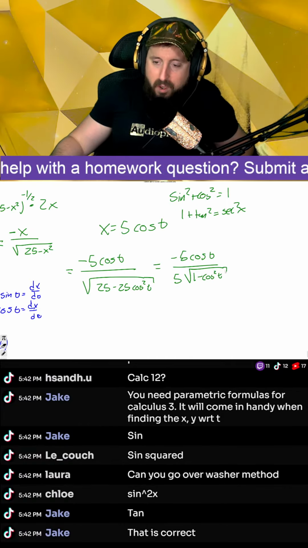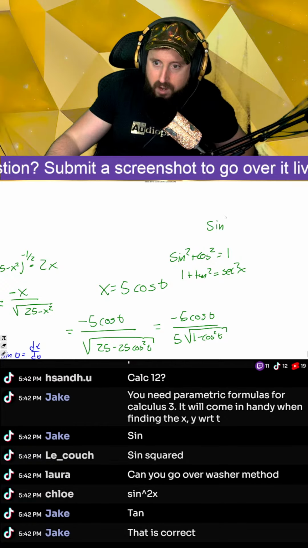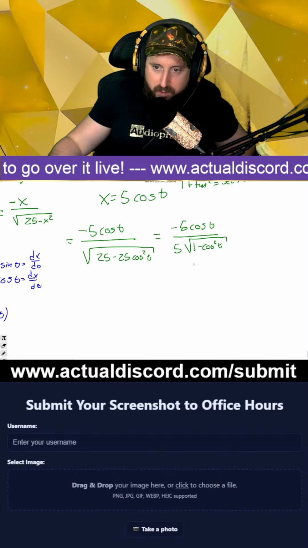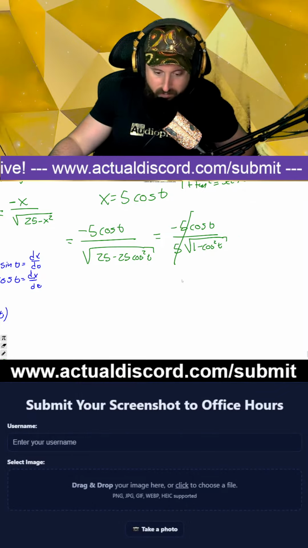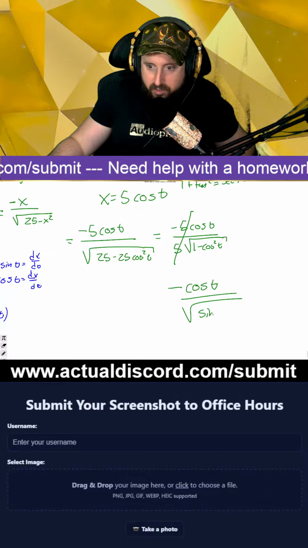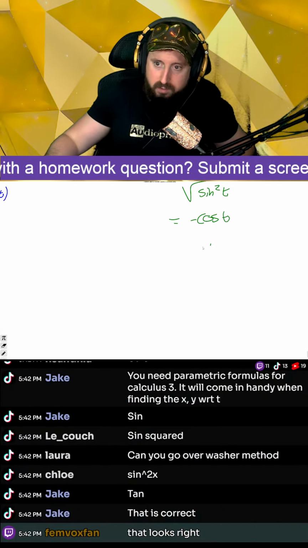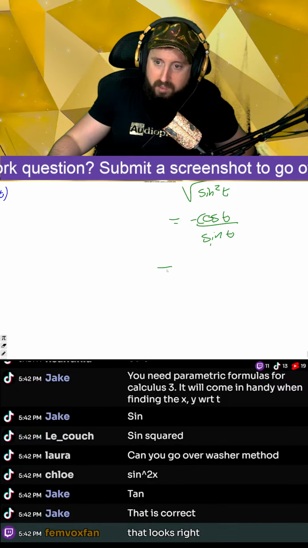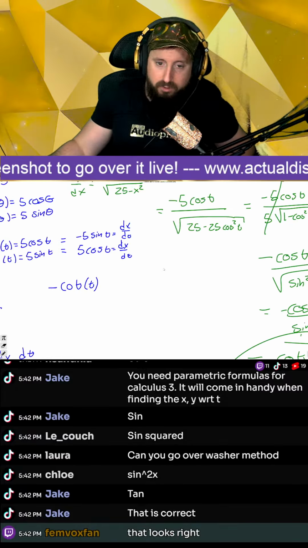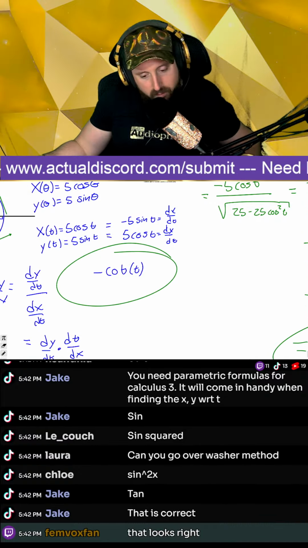That's correct. Okay, so here's the cool thing. 1 minus cosine squared. Look what happens, River. If I move this over, I get sine squared is equal to 1 minus cosine squared. So this becomes sine squared. This becomes -1. So now I have negative cosine of t over the square root of sine squared t, which is equal to negative cosine of t over sine t. And that's going to be equal to negative cotangent of t, which is the exact same result we got from here. But I feel like this was a nicer derivative. Good job.